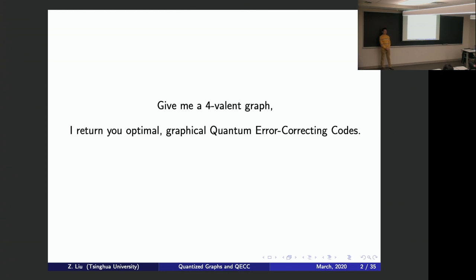So first, a quick summary of the result. Just give me a four-valent graph. And I think people will have very good four-valent graphs in mind. And I can return your optimal graphical quantum error correcting codes. This is actually a machine. Once we start with the graph, this four-valent graph, and we consider that as a quantized graph, then there is a general machine to construct the optimal error correcting codes on the graphs. So we'll see more details about the concepts.